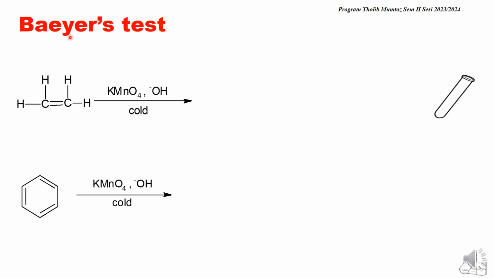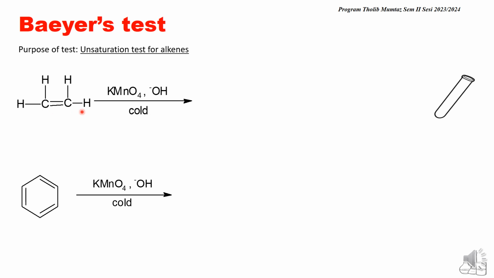Next, we have Baeyer's test. So the purpose of Baeyer's test is unsaturation test for alkenes. So Baeyer's test reagent is KMnO4 in alkaline solution, OH-, in cold condition. So the first structure is given here, an alkene.